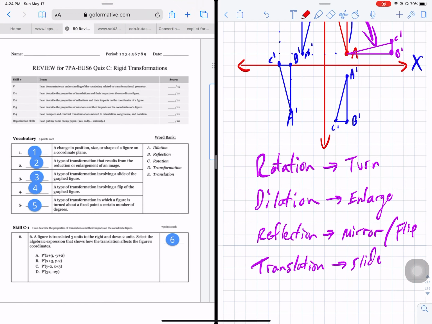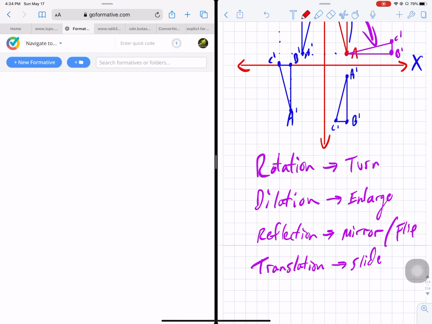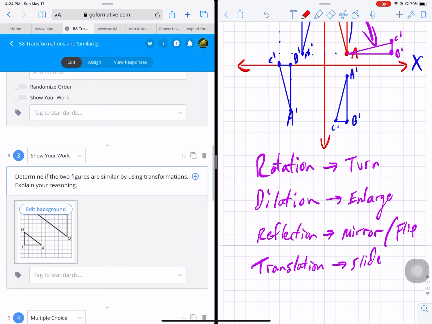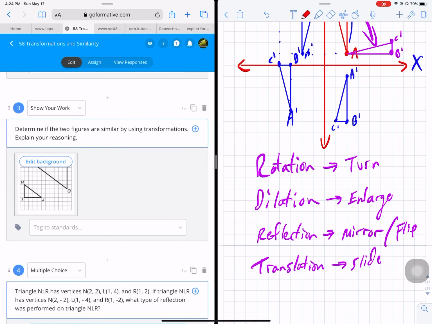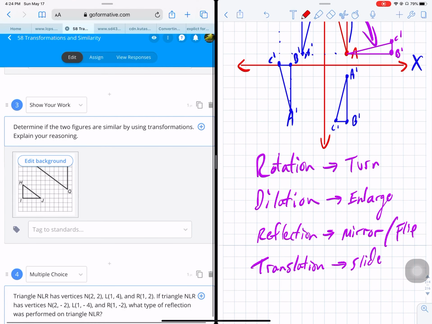I'll click on 59 so you can look at it. 59 is like vocab. I think you'll be good with that. You're matching and reading. 15, there's only like 6 problems on this one, and it's pretty self-explanatory. You'll be good at this. Determine if the two figures are similar by using transformations.